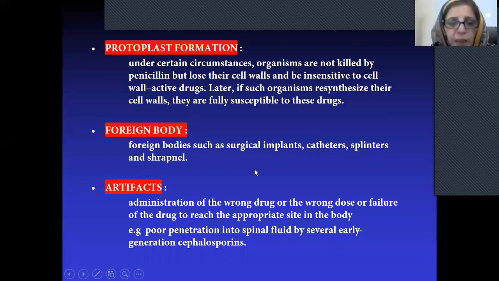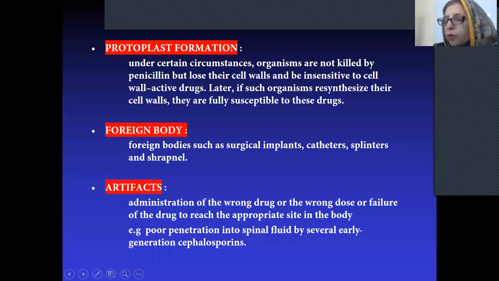Foreign bodies such as surgical implants, catheters, and anything which has been introduced into the body through a wound, like a splinter or a shrapnel, are all going to cause antibiotic resistance. Why? Because these will become a focus on which the bacteria can form a colony, protect themselves through their capsule or glycocalyx or biofilm formation, and the antibiotic concentration will not be able to reach them, and therefore they will not be killed.